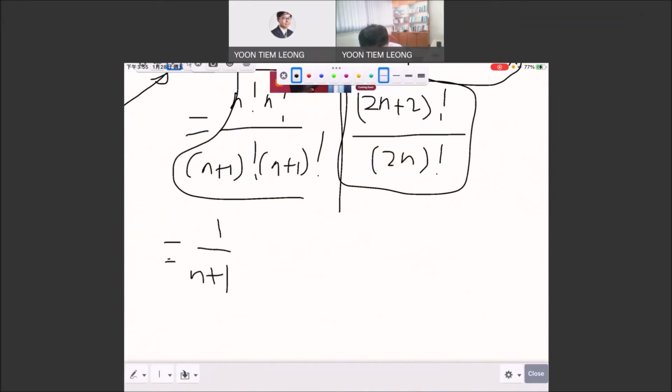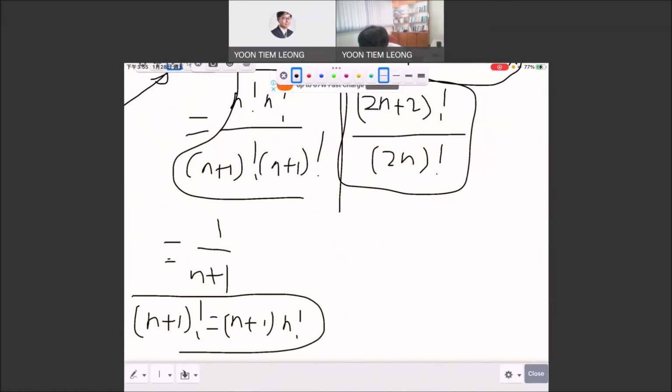I've already mentioned that. What I'm saying is that n plus 1 factorial is just equal to n plus 1 multiplied with n factorial. This is just what I mentioned earlier on. So upstairs you have n factorial, downstairs is n plus 1 factorial, which is n plus 1 times n factorial. So the n factorial gets cancelled off, and you have two such terms of n plus 1.